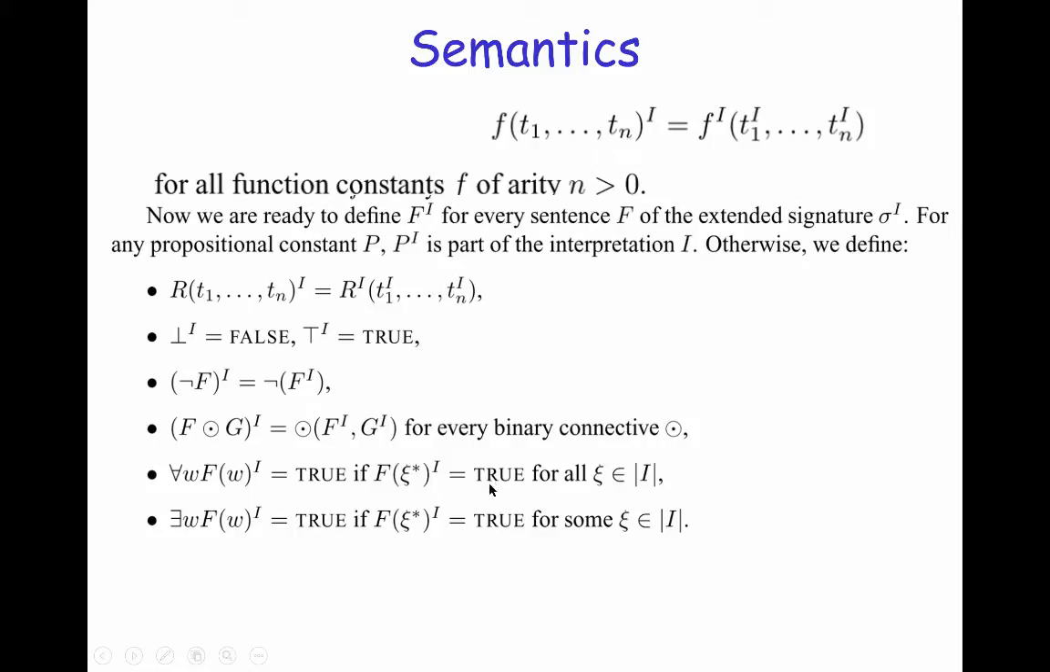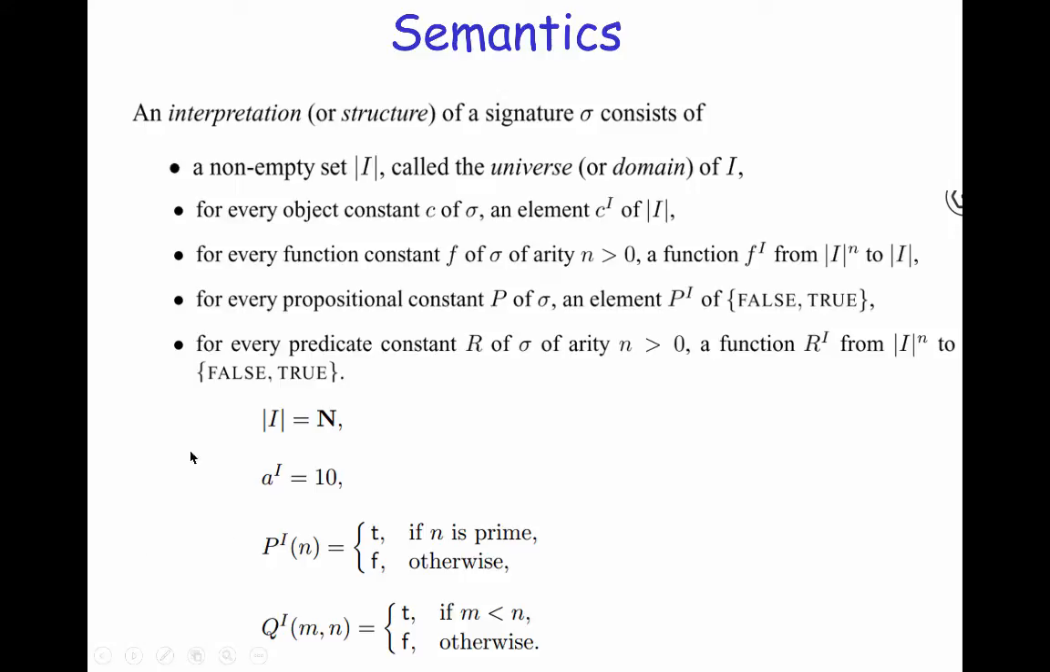Similarly, for existential quantifiers, if you can find at least one object in the universe, and when you substitute for that, it returns true, then you can say the existential quantifier is true. The reason that we use this extended signature instead of the original signature is because the original signature may not have enough names. Okay, so let's recall this particular interpretation. Let's say there is actually only one object constant A, and this is not sufficient to name all the members of the universe.